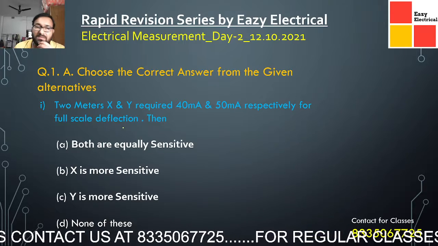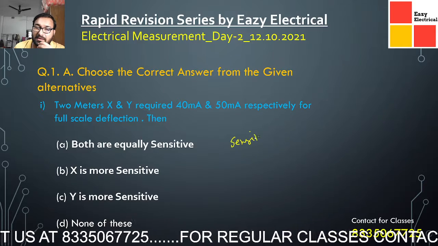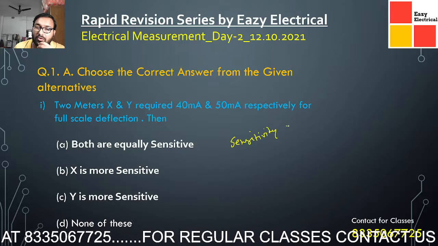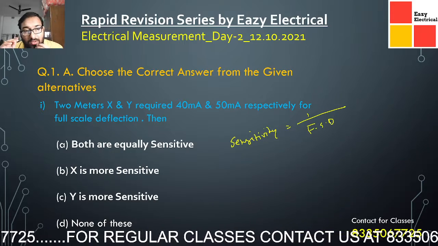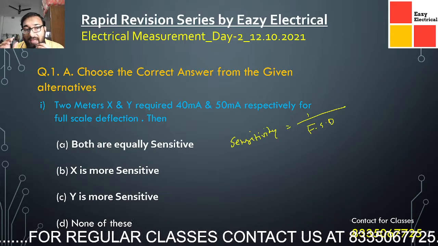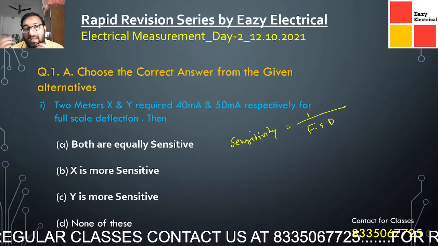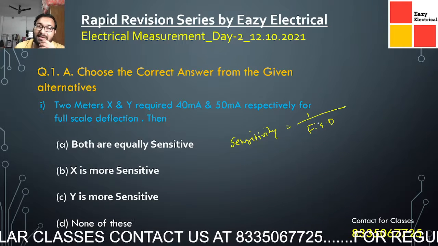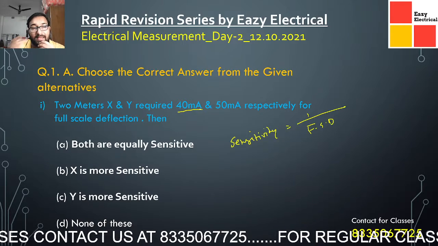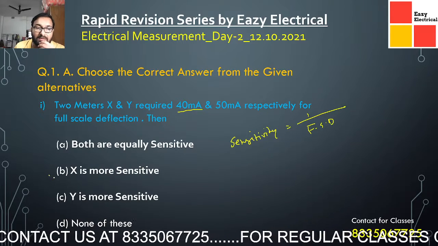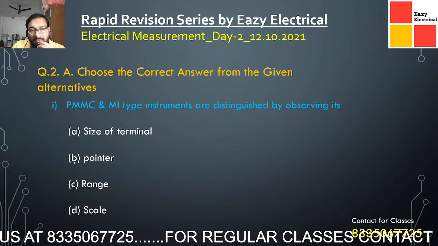Now, sensitivity is equal to 1 by full scale deflection, or FSD. So the meter which has the least value of full scale deflection will have the higher sensitivity. You can see here, out of the two readings, X has the lower value of the full scale deflection, hence it will be more sensitive. The answer will be X. X is more sensitive.